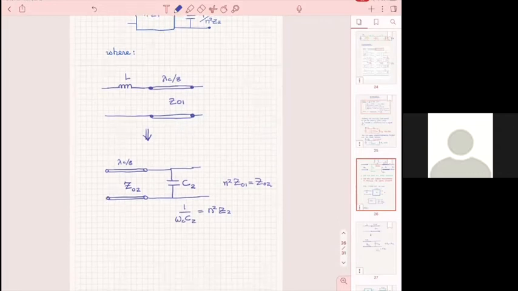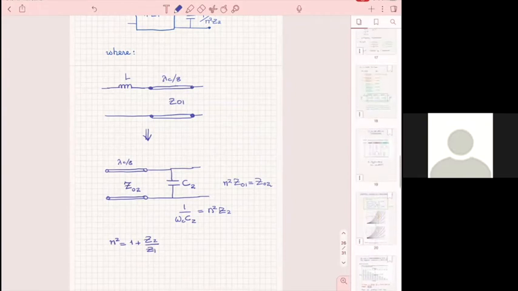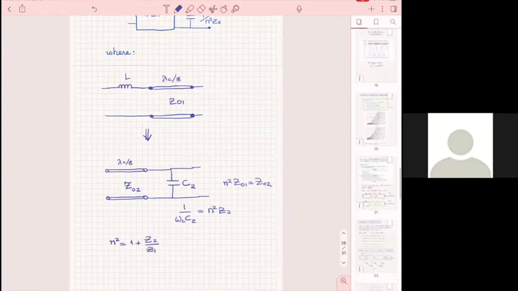How much is N squared? N squared equals one plus, what did I say? Z2 over Z1, if I remember well. Don't remember all of this by heart. Let me see.